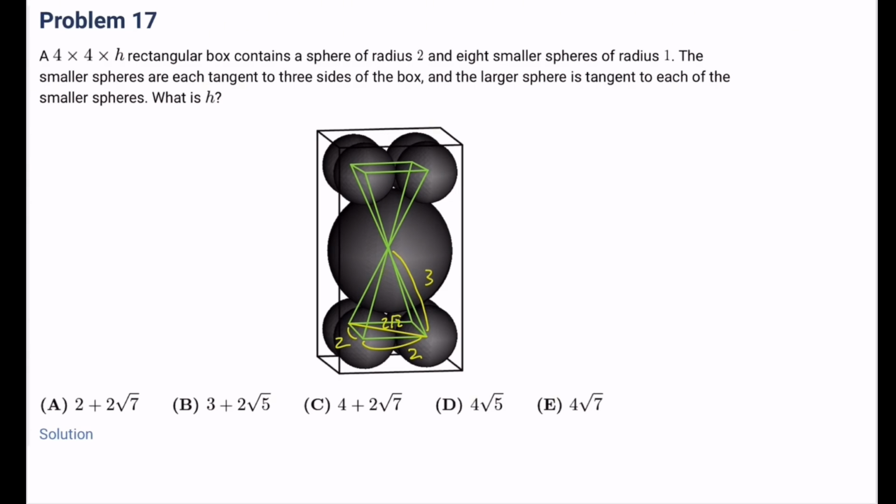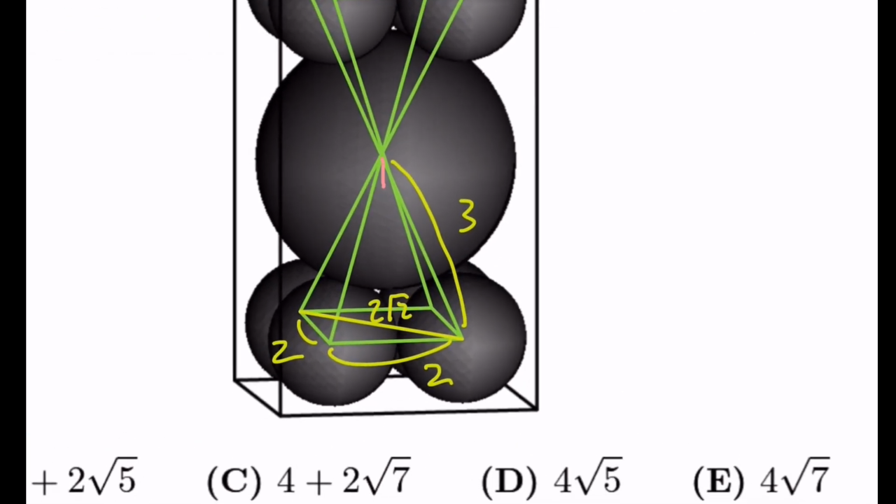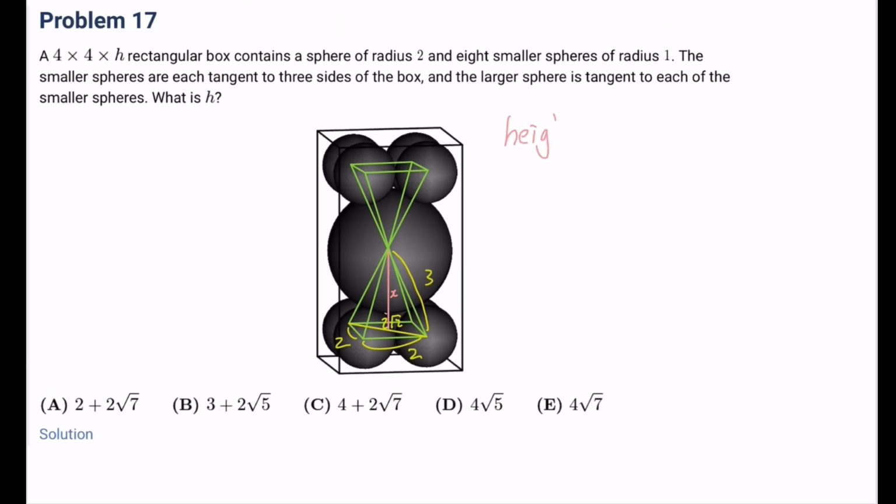So if we say that the height right here, if we say that this is just x, then the height is going to be equal to 2x plus 2. So this makes up the 2x, and this is going to be the 2, that's right.